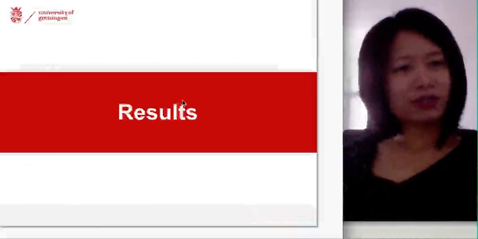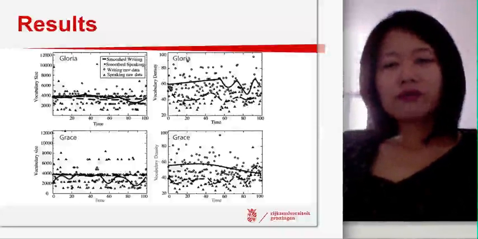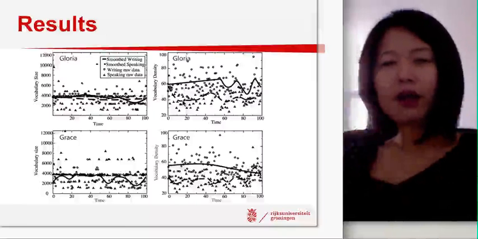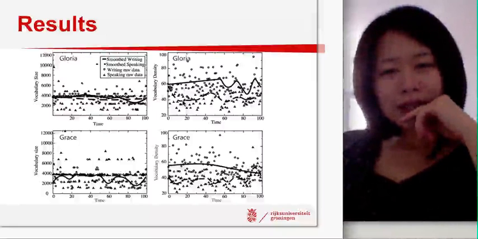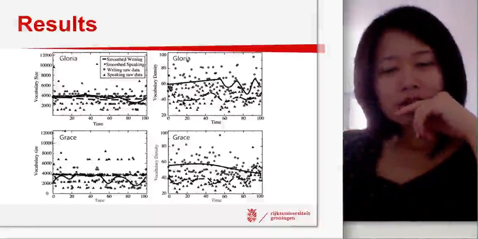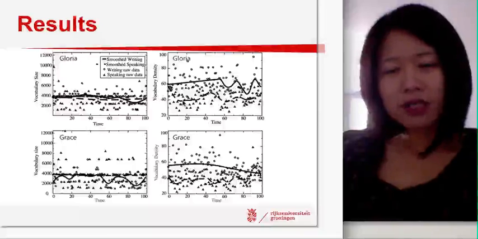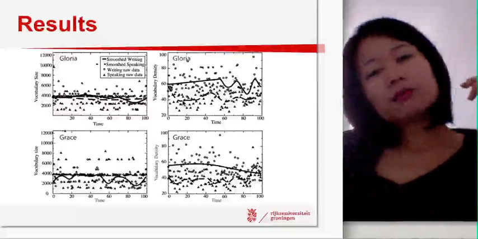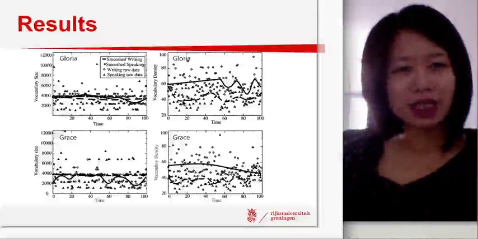Now it's time to report the results. These four figures show the vocabulary size and the vocabulary density in terms of raw data and the smooth data. As you can see here, Gloria's vocabulary size is usually higher in writing than in speaking, but in contrast, Grace's vocabulary size is generally higher in speaking than in writing. But both Grace and Gloria's vocabulary density is higher in writing than in speaking.